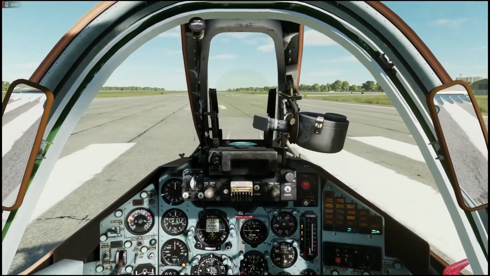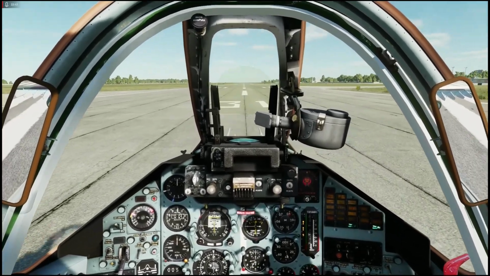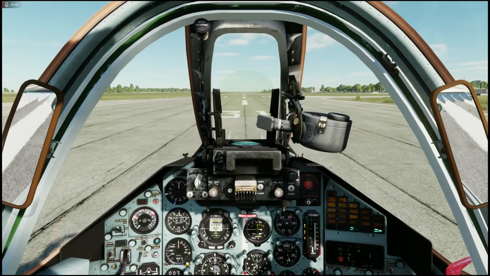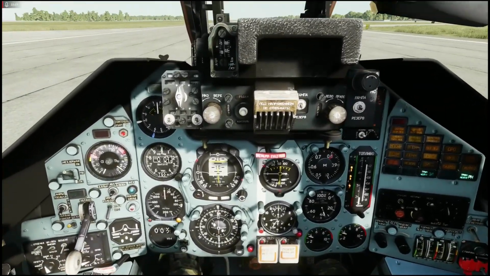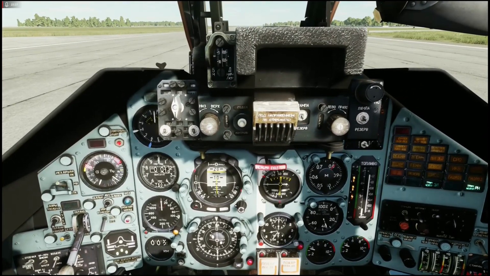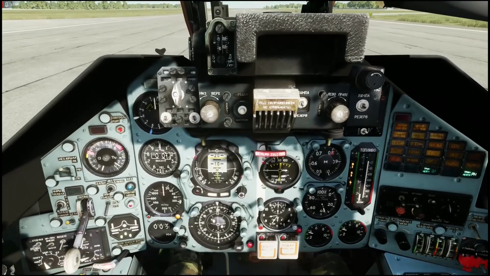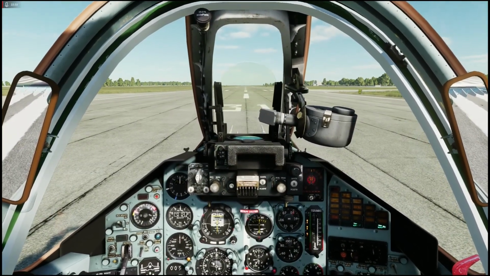Okay, look at the number on the runway. What does that say? That says 31. Look at my HSI. It says 238, 239. Why is that important?